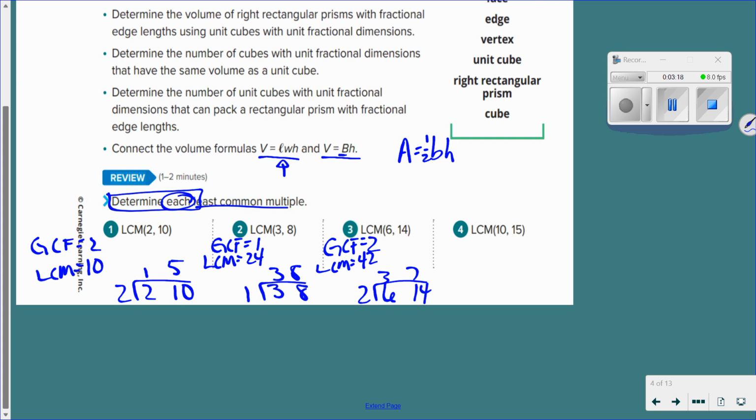Question or just stretching? Stretching? Okay. 10, 15. I can divide both those by 5. Gives me a 2 and a 3. So a GCF of 5. LCM of 30.